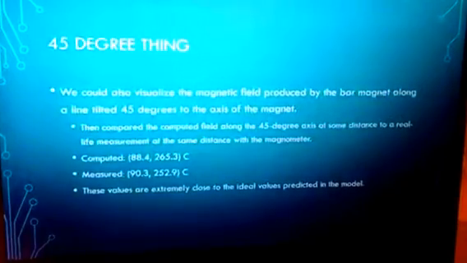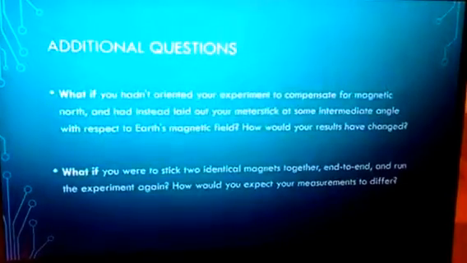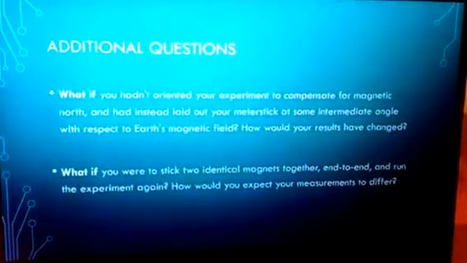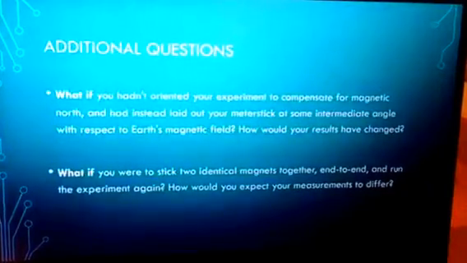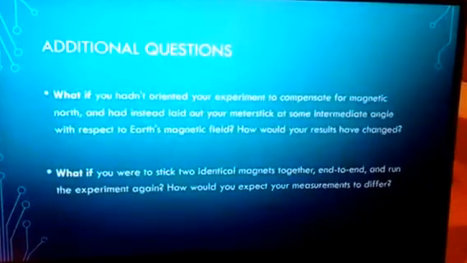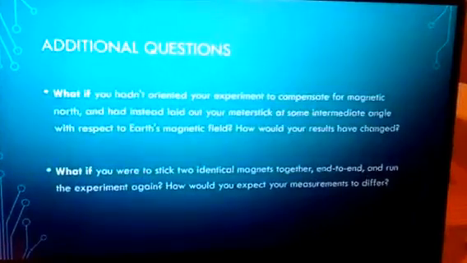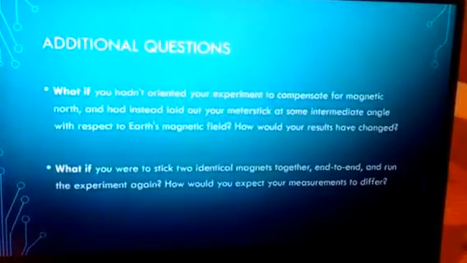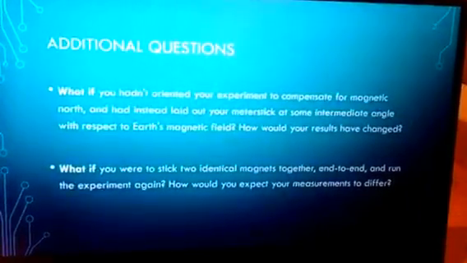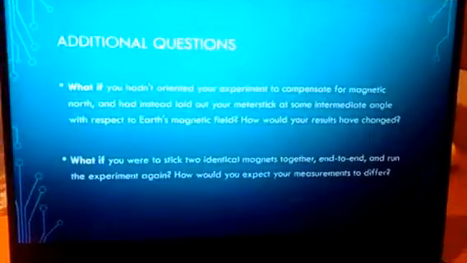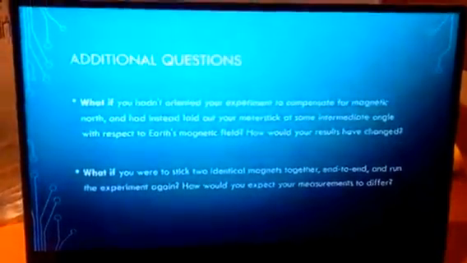Some additional questions. If I had not oriented my experiment to compensate for magnetic north, the results would have changed by being skewed, since the Earth's magnetic field would not have been canceled out and ignored, so the magnetometer would reflect that as well as the bar magnet's magnetic field, causing it to be much larger.